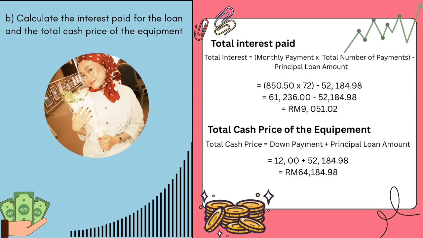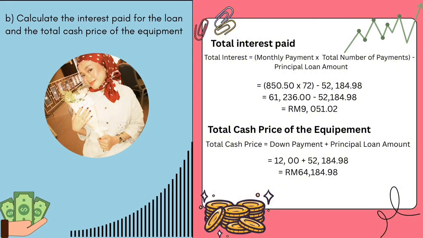Next, we calculate the total interest paid. The interest equals total payment minus principal loan amount. Total interest equals 61,236 ringgit minus 52,184 ringgit and 98 cents. Therefore, the total interest paid is 9,051 ringgit and 2 cents.